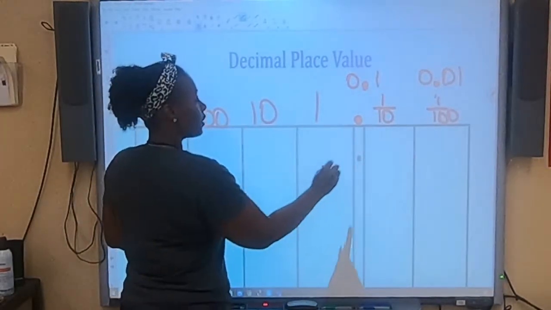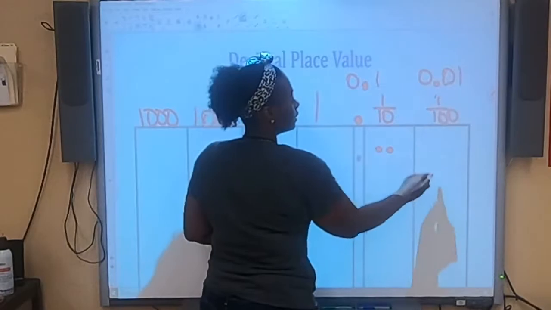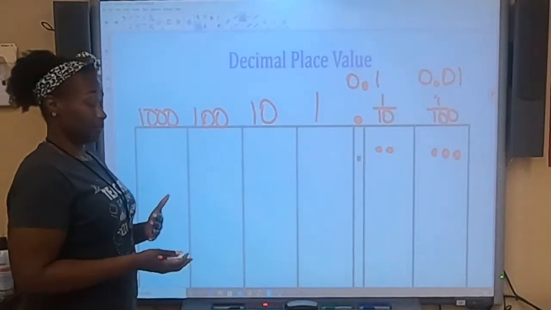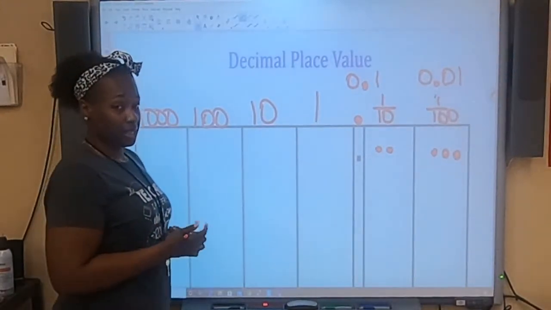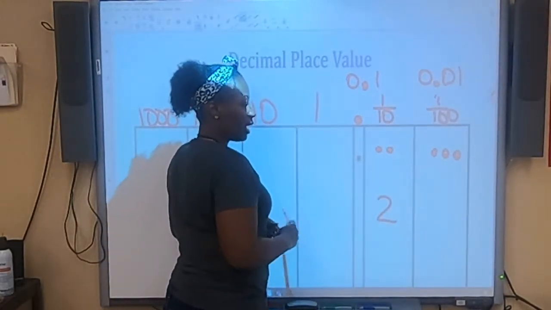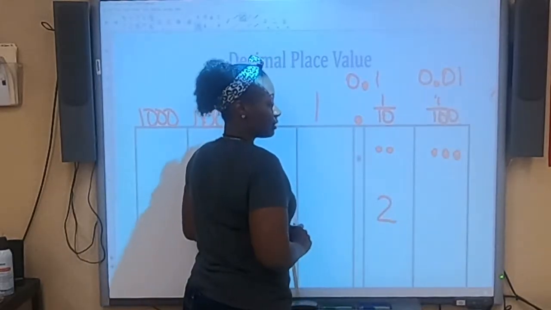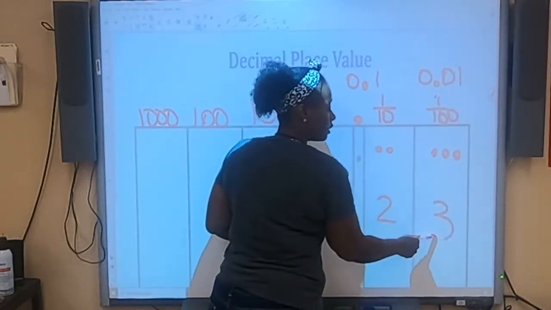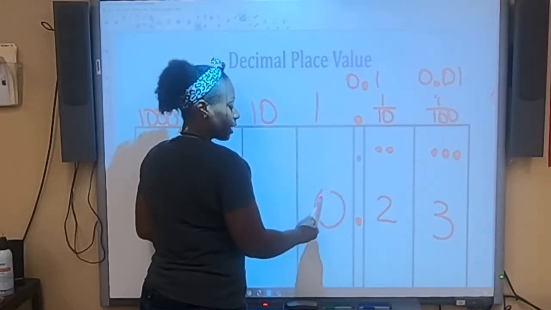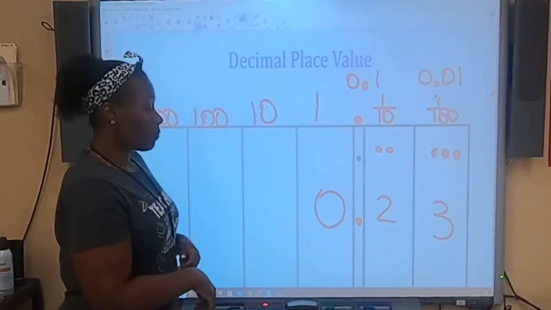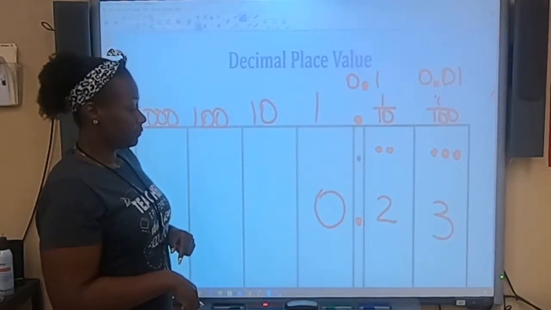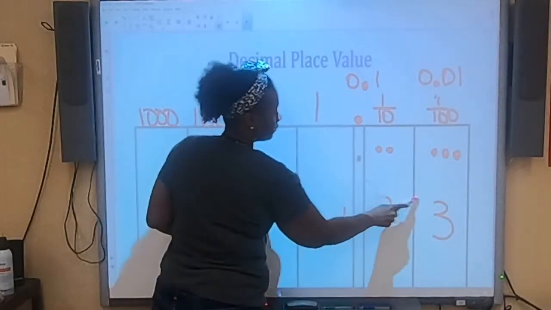Okay, let's say we had 2 discs in the tenths and 3 discs in the hundredths. I start by asking, how many do we have in the tenths place? Well, I see 2, so I write 2 in the tenths place. How many do we have in the hundredths place? I see 3, so I write 3 in the hundredths. Notice there's no empty places to my decimal. Remember, I can always put that 0. So my number would be 23 hundredths. Let's try one more.